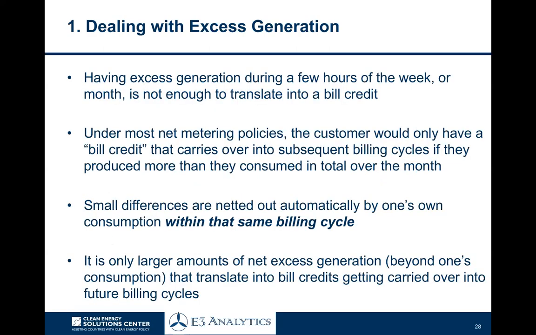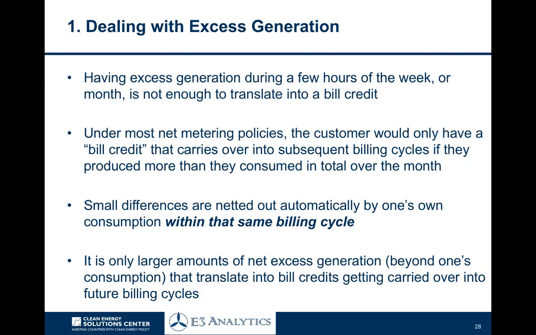But having excess generation during a few hours of the week or month is not enough to translate into a bill credit under most net metering policies. The customer would only have a bill credit that carries over into subsequent billing cycles if they produced more than they consumed in total over the month. In other words, they would have to have a net positive injection into the grid over several days of the month in order to generate a positive bill credit at the end of that month.